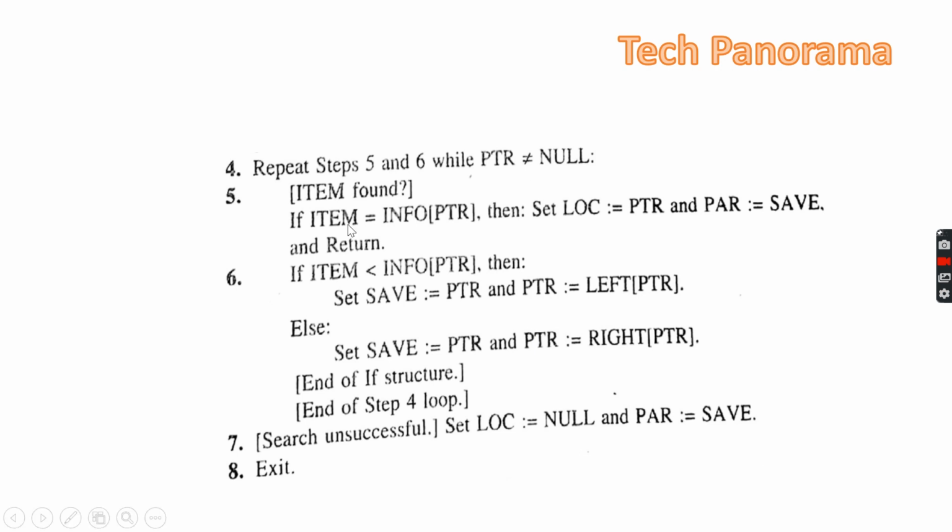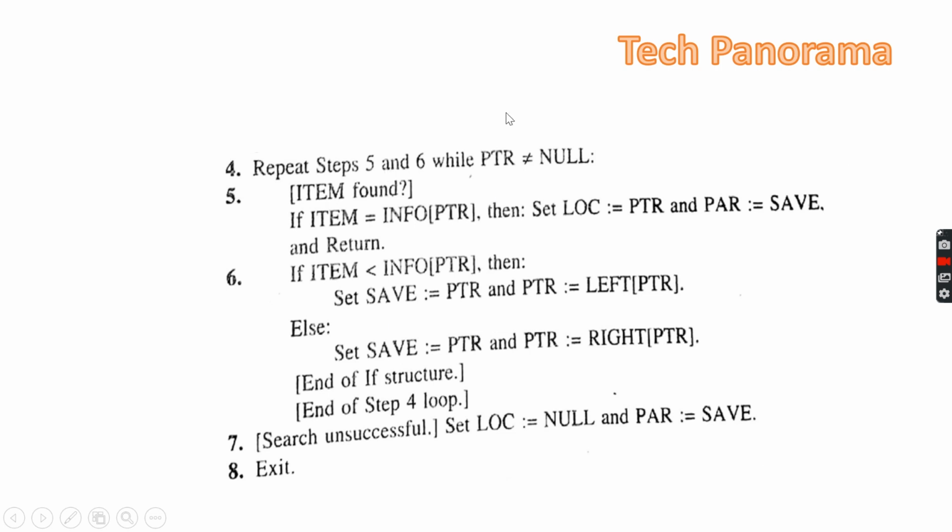So first we will compare the item with the info of PTR. If both match, then the location will equal PTR and parent is equal to save, as we have explained in our previous examples. But if it does not match, then we check whether the item is less than or greater than. If less than, then we will move the save and the PTR pointers: save will equal PTR and PTR is equal to left of PTR. If item is greater than, then save is equal to PTR and PTR is equal to right of PTR. The process goes on till the PTR is not null.